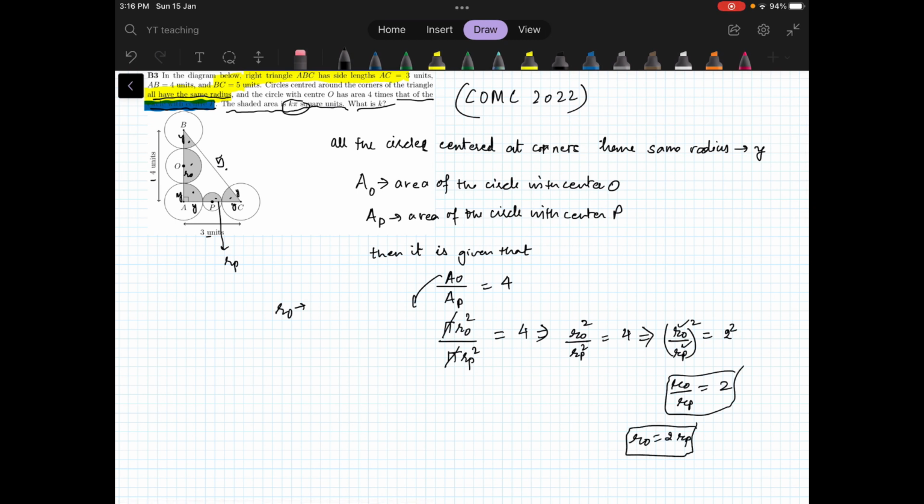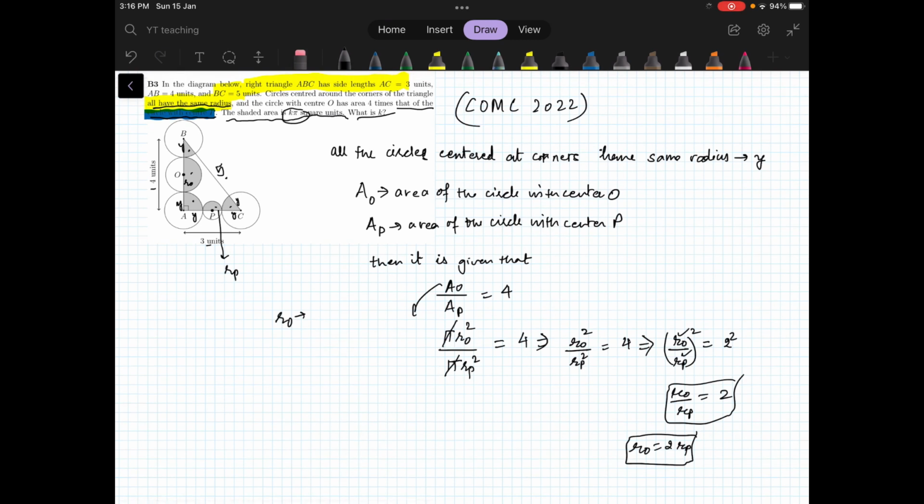So what information did I get? I got that this length here, whatever it is, let me call it x. If rp is x, then r naught is 2 times x. Then this length here is 2 times x, and this is also, because this is the radius, 2 times x. So what we get? We get this is y, this is 2x, this is 2x, this is y, this is y, this is x, this is x, this is y. Right, this is not needed.